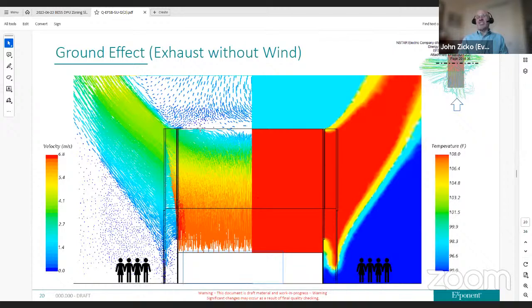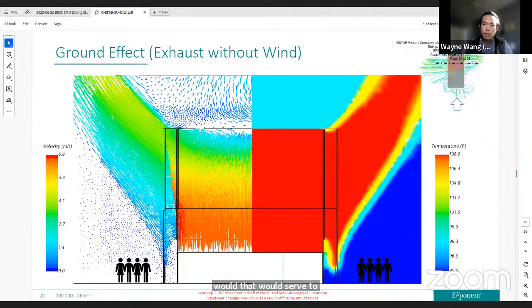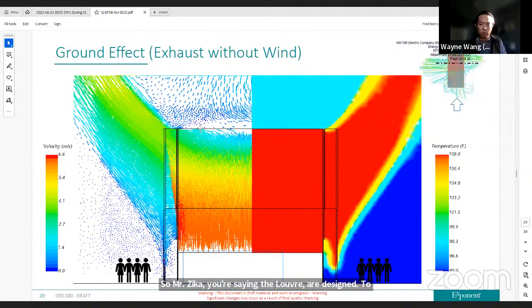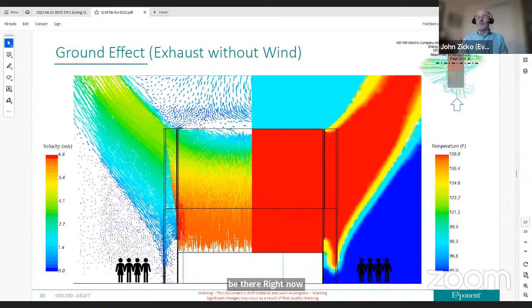where the air exits the exhaust shaft, there are louvers. Those can be fixed louvers now, but louvers with different angles could be provided. Okay, and that would serve to direct the air. So, Mr. Zico, you're saying the louvers are designed to be there right now? There are louvers factored into the model of this, yes.